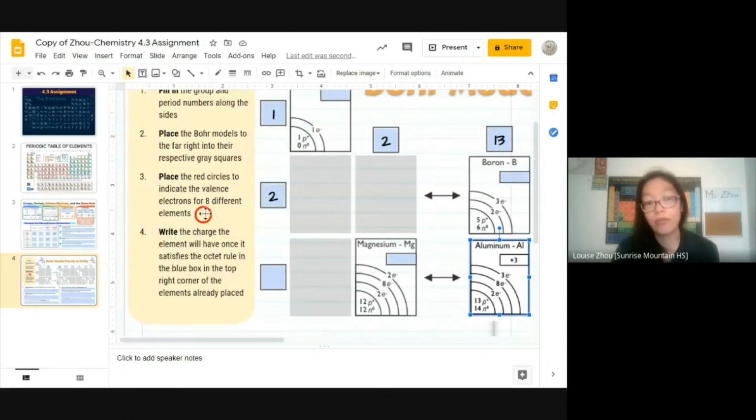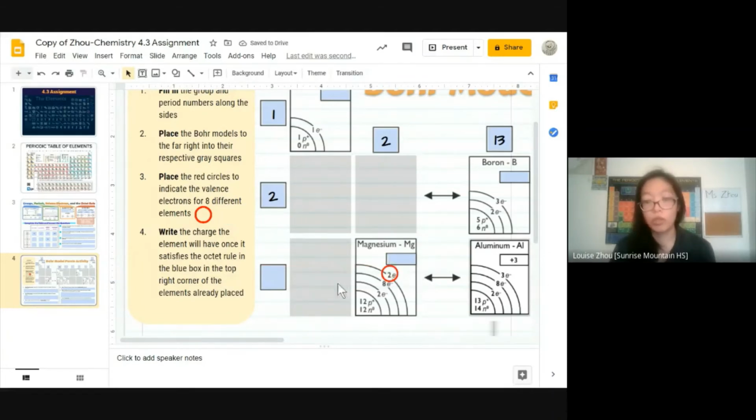Step 3, you have these 8 red circles. So there's 8 of these. Again, you just click and drag them. I want you to indicate the valence electrons for 8 different elements. You should have 8 columns listed. So ideally, I would like you to click and drag these to show the outermost electrons, your valence electrons.